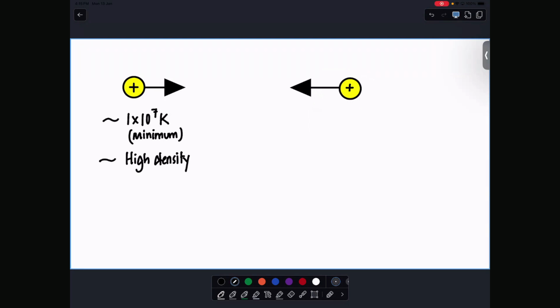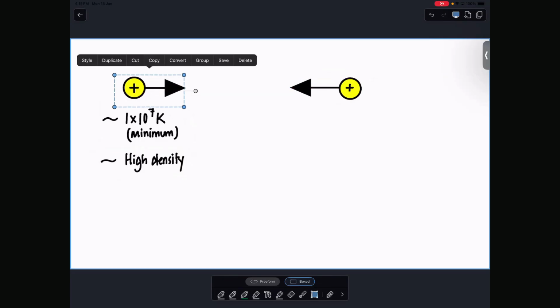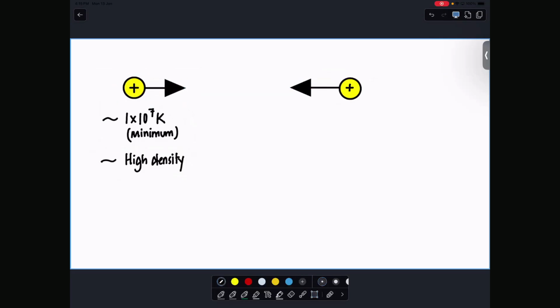You need to have how many of these collide? Lots of them. And for that to happen, you need to have lots of particles. And for that to happen, you need to have what density? A very high density. So if you have very high density and high pressure, high temperature, there will be enough particles colliding. And every time they collide and fuse, they release energy. And that energy is what fuels our stars, right? So this is nuclear fusion.